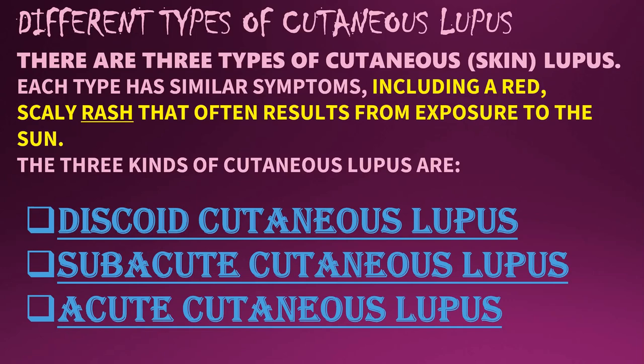Now, different types of cutaneous lupus. There are three types of cutaneous skin lupus. Each type has similar symptoms, including a red, scaly rash that often results from exposure to the sun. The three kinds of cutaneous lupus are discoid, subacute, and acute cutaneous lupus.